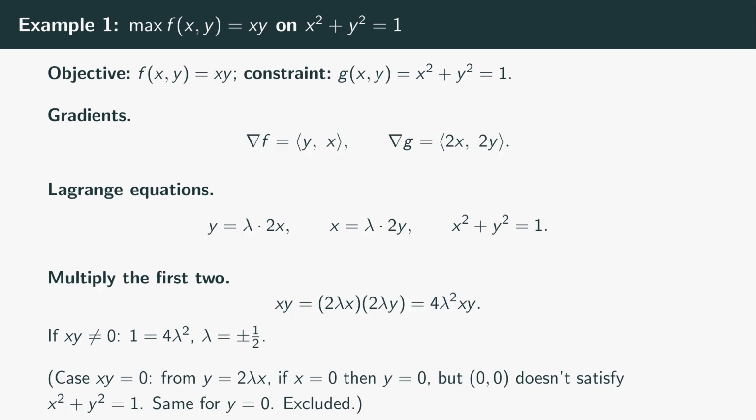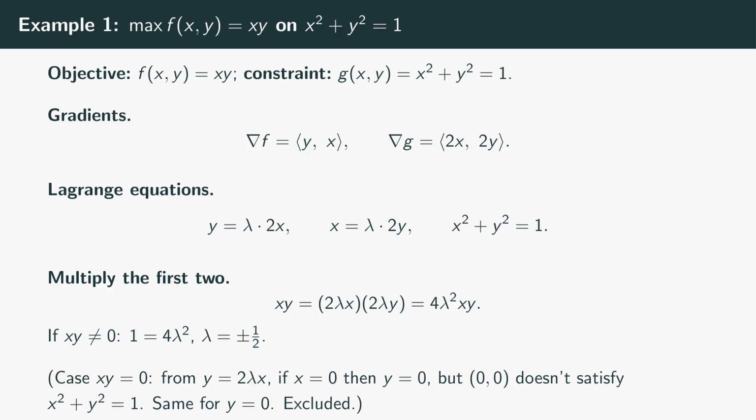First worked example. Maximize f of x, y equals xy on the unit circle x squared plus y squared equals 1. Compute the gradients. The gradient of f is the vector with components y and x, and the gradient of g equals x squared plus y squared is the vector with components 2x and 2y. The Lagrange condition, the gradient of f equals lambda times the gradient of g, gives two scalar equations: y equals 2 lambda x, and x equals 2 lambda y. Together with the constraint x squared plus y squared equals 1, that's three equations in three unknowns.